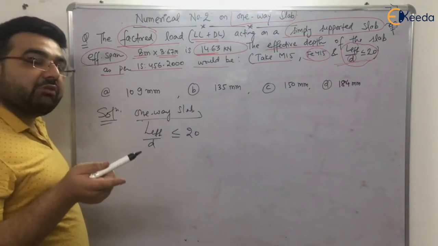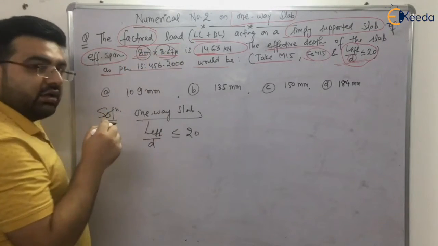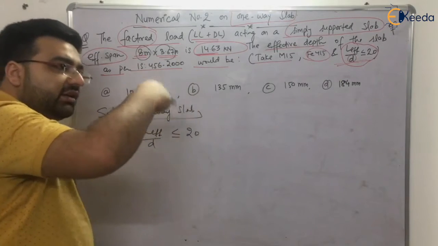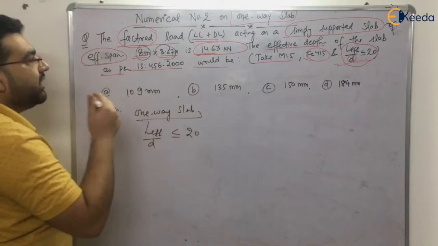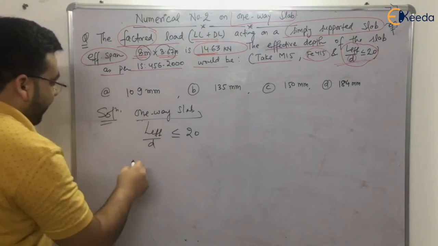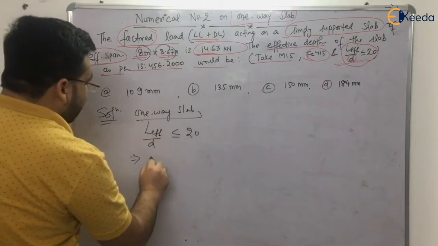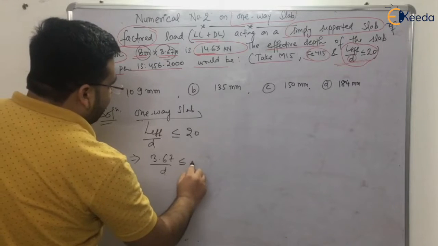Again, when I was telling you about the concept of one-way slab, this is a longer span, this is a shorter span. On which length will we have that deflection? The shorter span, not the longer span, right? So on the shorter span we will have the deflection. So this span will be taken as the L effective, not the bigger span. That is 3.67 divided by D. It should be less than or equal to 20.